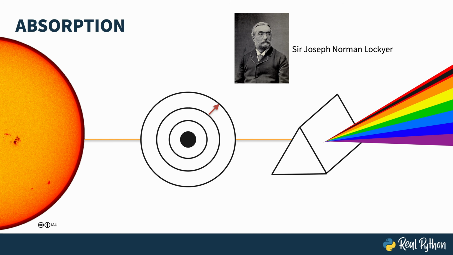Now, history is messy, and although Lockyer gets the credit, someone else saw the lines a few months before, but they thought the lines were sodium and didn't realize it was a new element. Also, Lockyer was working with a team, but let's stick with the simplified version of history and give Sir Joseph the credit.